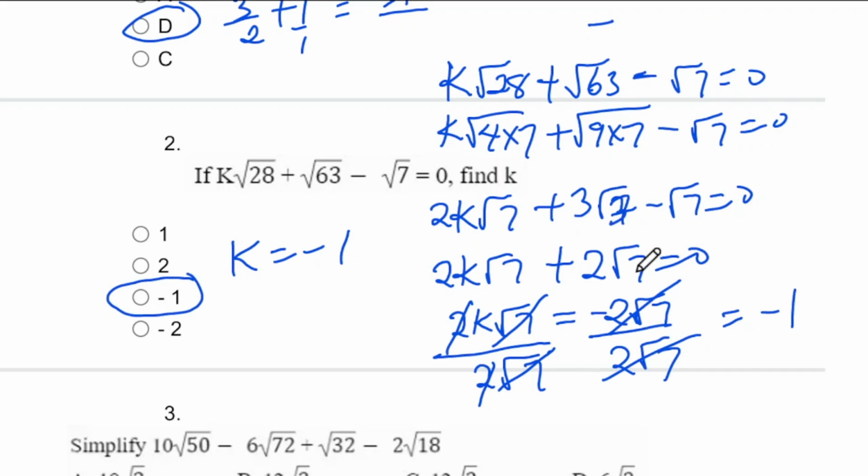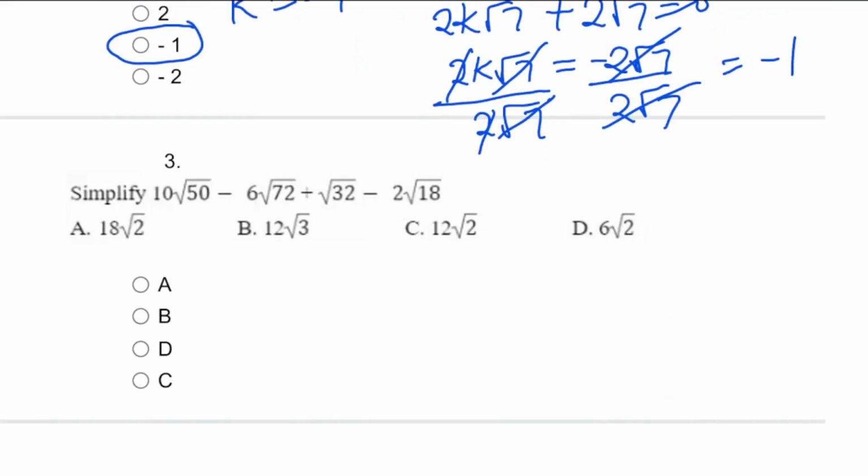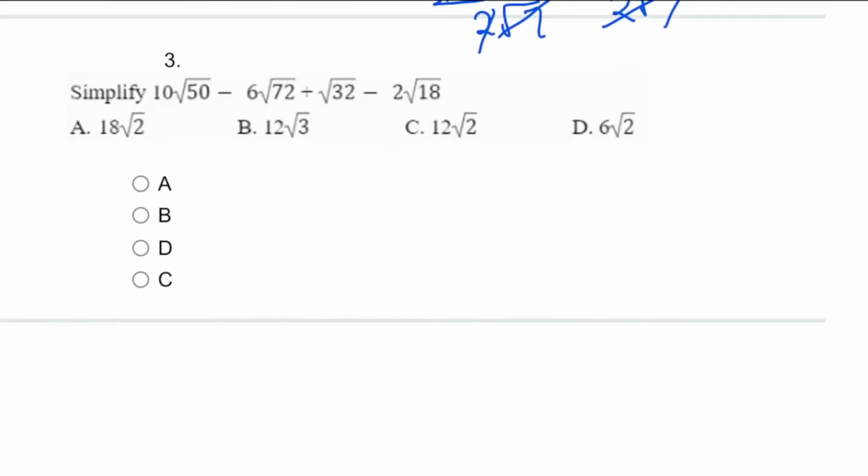So move to the next one, question 3. For question 3, you are given 10 root 50 minus 6 root 72 plus root 32 minus 2 root 18, and you are to simplify. So we're going to simplify this as well. How are we going to simplify it?